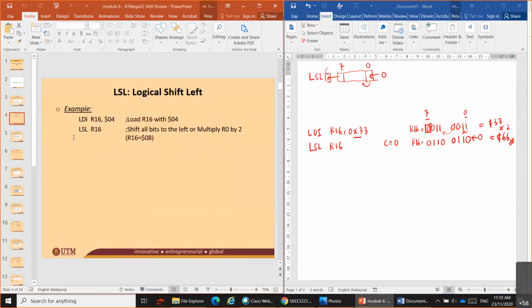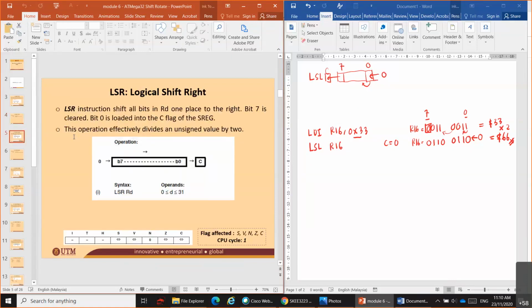This is another example. I will skip this example here, you can see it by yourself. Next, we are going to look at the LSR.